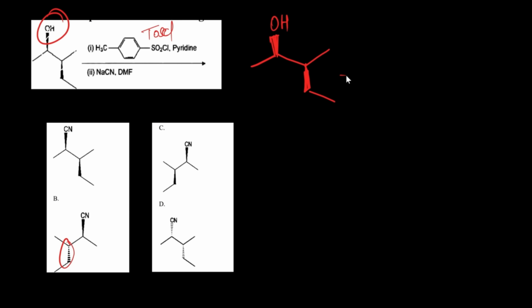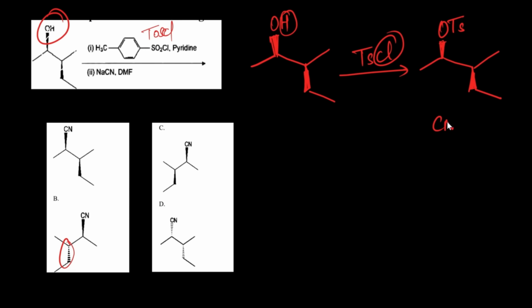Okay, now I'm adding tosyl chloride with pyridine. So first of all, what will happen? It will occupy this position, right? OTs. Cl will take up the Cl, hydrogen will take up the Cl. Remaining one will be the same.